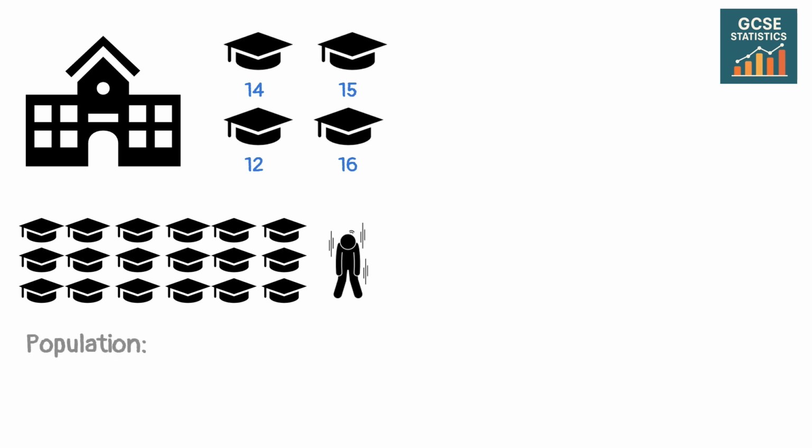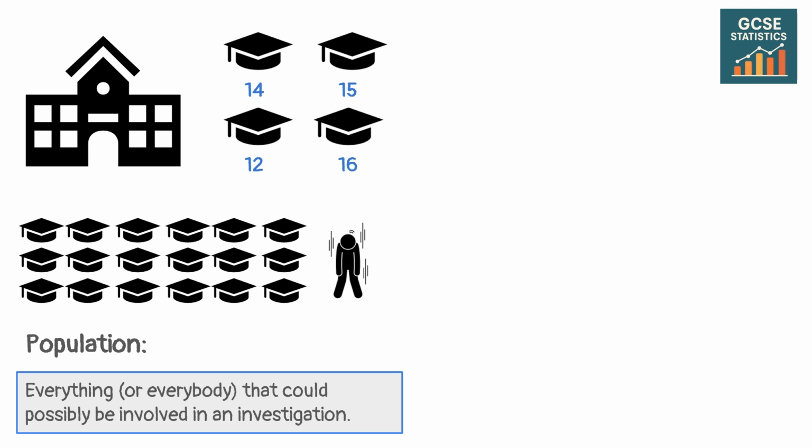The first one is called a population. You may have heard of this, and in statistics, this means everything that could possibly be involved in an investigation. For us, this will be every student in the school that I could ask. You should also note that a population is a flexible term, in the sense that it can take different meanings depending on the context. For example, you could have items in a factory as your population, or even employees in an office.